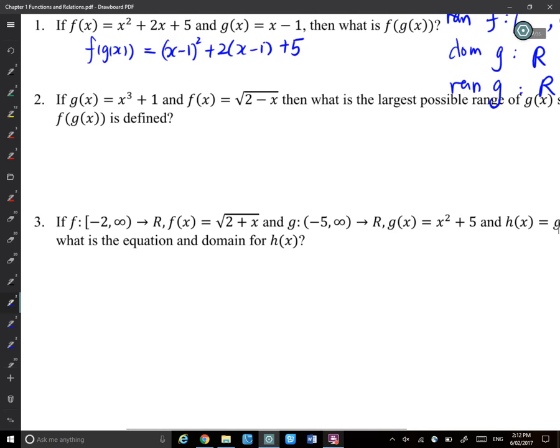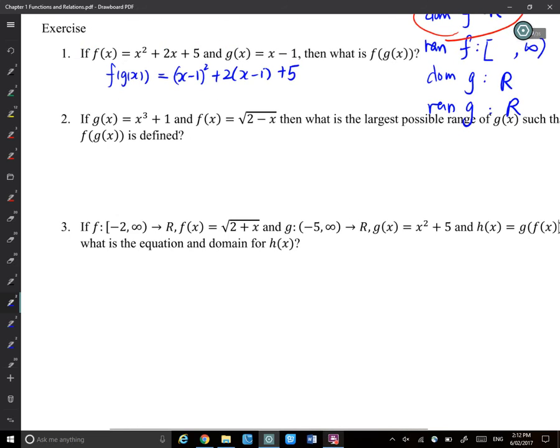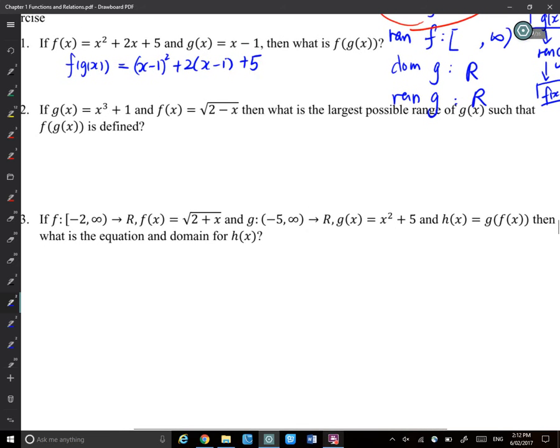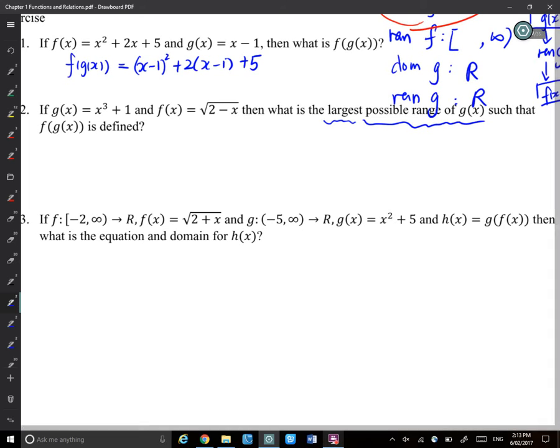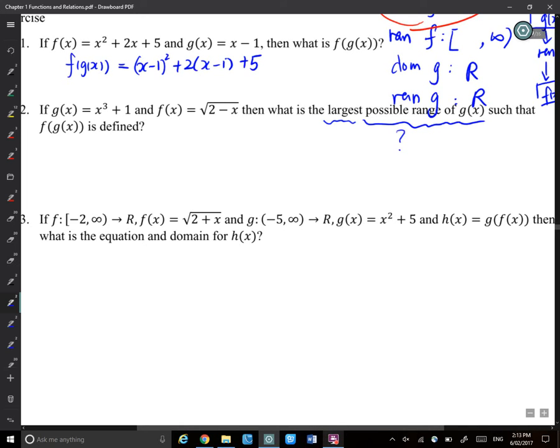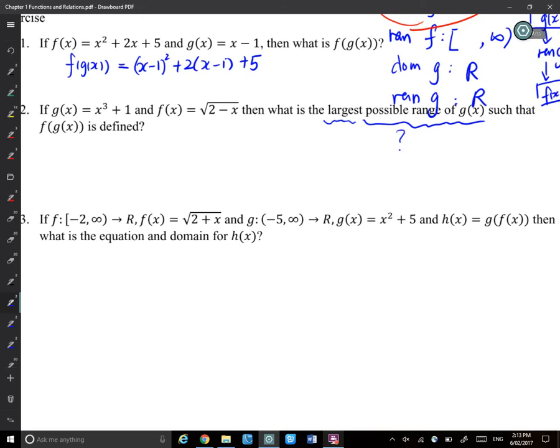Okay, think about the next one. If g(x) equals x cubed plus 1 and f(x) equals the square root of 2 minus x, then what is the largest possible range of g(x) such that f(g(x)) is defined? So understand the question first. I want to find f(g(x)); I put g into f. I'm asking what is the largest possible range of g. That is my question, I'm not asking anything else.